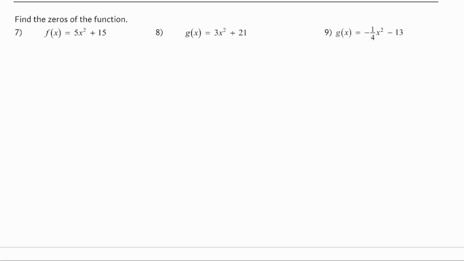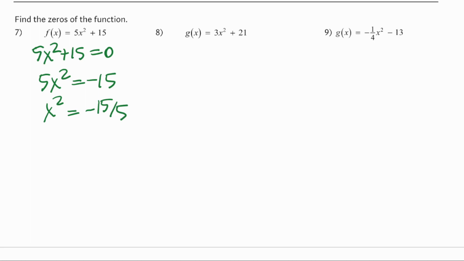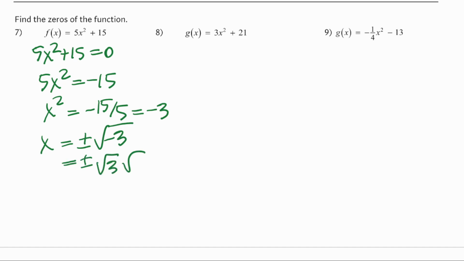Alright, now these next three, find the zeros of the function. Well, zeros is just set the thing equal to 0 and solve for x. It's going to be a lot like what we've been doing already. So 5x squared plus 15 equals 0. x squared equals negative 15 over 5, which is negative 3. If I take the square root of both sides, that would give me just x, plus or minus the square root of negative 3, which is going to be square root of 3 times square root of negative 1. So I've got plus or minus root 3 i's.